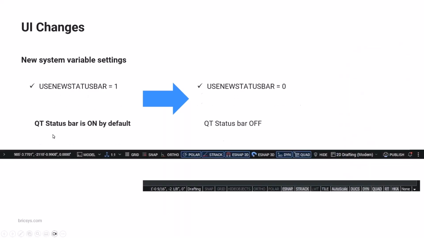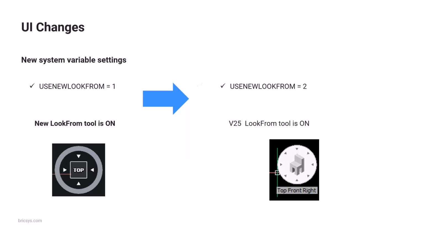Also, I mentioned that the QT status bar now is on by default. We introduced that in 25. So the default now is use new status bar set to 1, and this is that QT status bar here. It's got the pictures, it's got some color. If you prefer the quote old status bar, just set that new status bar variable to 0. There's also a new look from tool, and that is use new look from equals 1. If you want to use the old one, set that variable to 2.